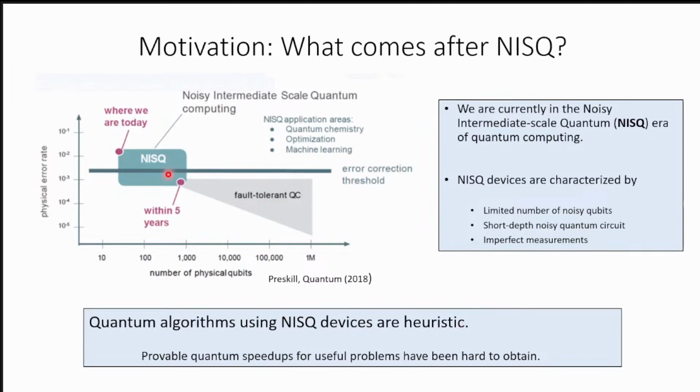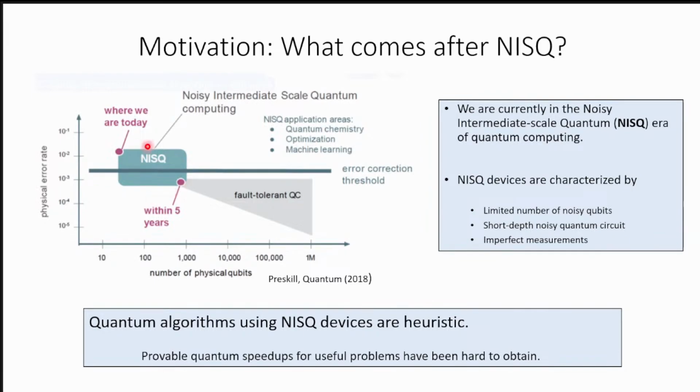Here I've shared this plot from John Preskill's paper, which reviewed NISQ in 2018. This paper was published in Quantum in 2018. What John Preskill said, if you look at the plot, which is right about now, is that within 5 years, so 2023 from 2018, we'll be transitioning away from the NISQ era, right? So the NISQ era was useful in the sense that it helped us understand the power of these noisy quantum devices. But the drawbacks were that the quantum algorithms that were designed did not have a provable speedup.